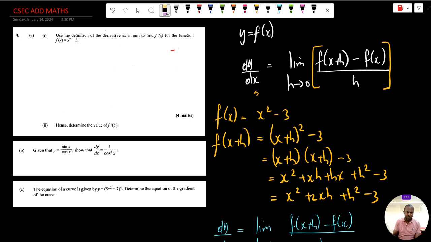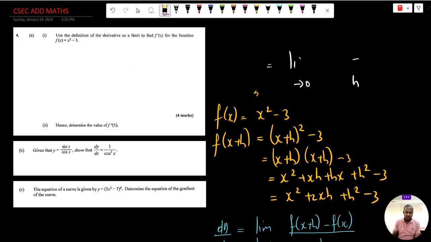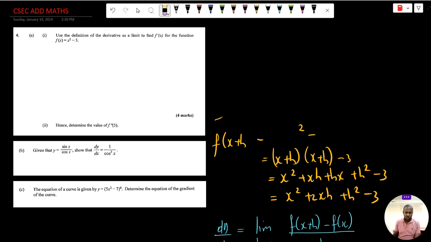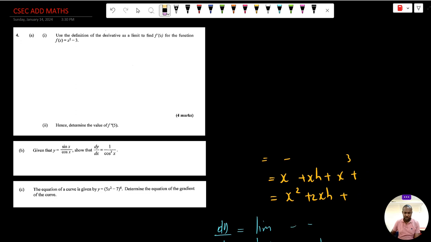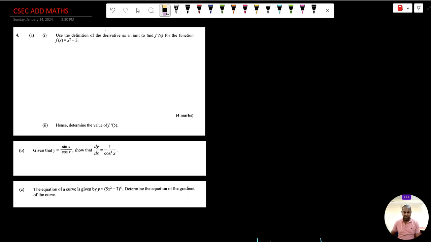Now, part B of the question says, given that y equals sine x over cos x, show that dy by dx equals 1 over cos squared x. Now, y equals sine x over cos x. Of course, this looks like a fraction, and because it looks like a fraction, we're going to apply the quotient rule of differentiation. So let's go ahead and do that.